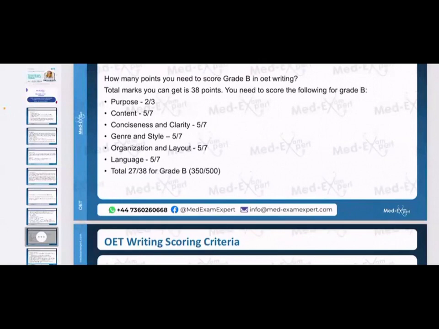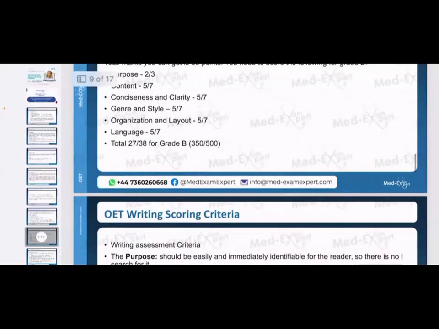For the language, I tell my students that language must be clear and simple. In the OET exam, examiners don't like fancy English, so you have to be very clear and concise. Again it contains 7 marks and you have to score 5. So in total 27 out of 38, and it means it is grade B, which is 350.